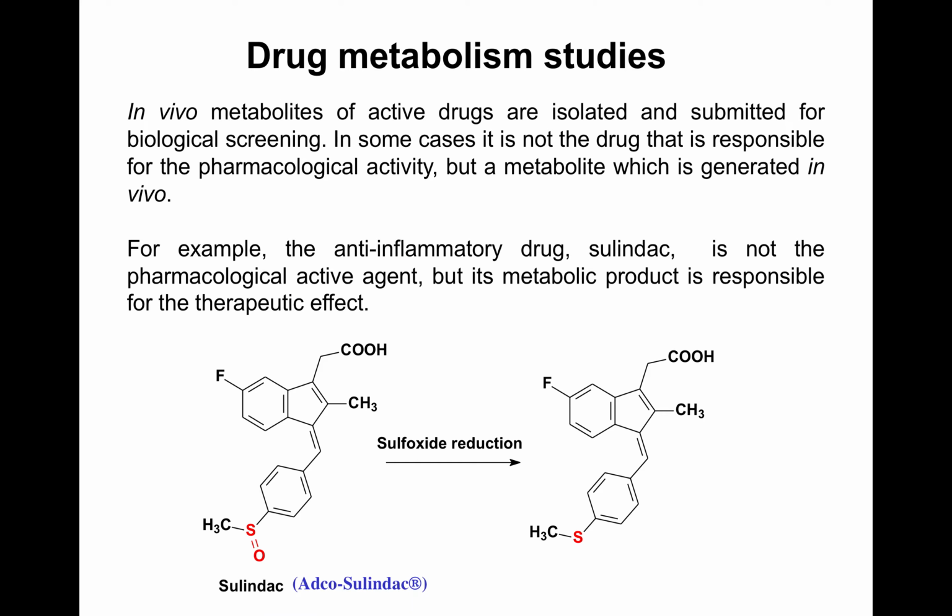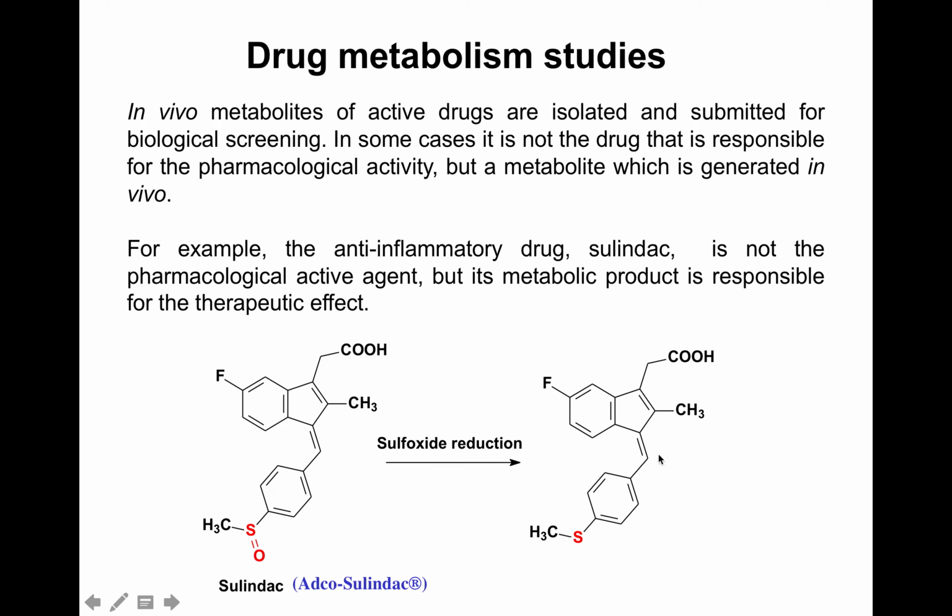Another way in which new lead compounds have been identified in the past is by drug metabolism studies. So in vivo metabolites of active drugs are isolated and submitted for biological screening. Now, this is routinely done in drug design and discovery, where you identify metabolites of known drugs. And in some cases, it's not the drug that is responsible for the pharmacological activity, but rather the metabolite which is generated in the body. So one example of this is Sulindac. The anti-inflammatory drug Sulindac is not the pharmacologically active agent, but its metabolite is responsible for the therapeutic effect. So it's actually this compound that is responsible for the therapeutic effect.